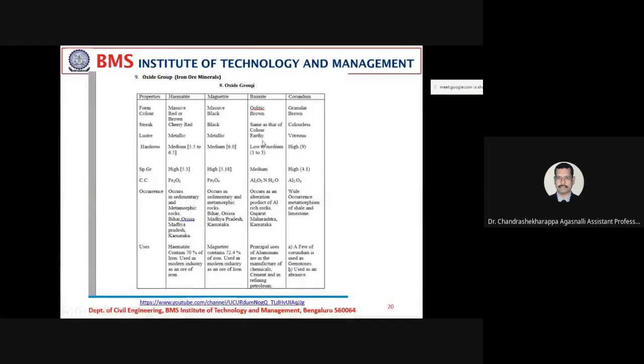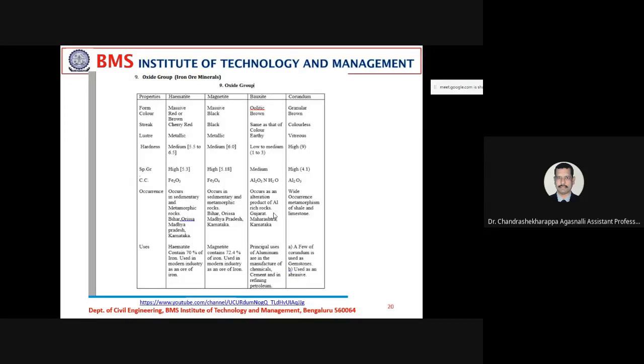It's an earthy luster. It's not like a muddy nature. Hardness is low to medium, and medium gravity, and chemical composition is alumina rich. Occurrence: it occurs as an alteration product of alumina-rich rocks. Especially it occurs in Gujarat, Maharashtra, and even in Karnataka, especially in the coastal areas.